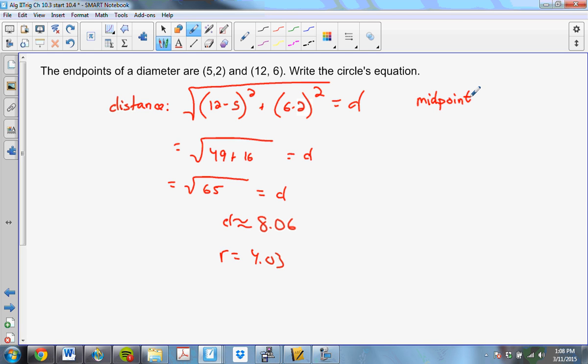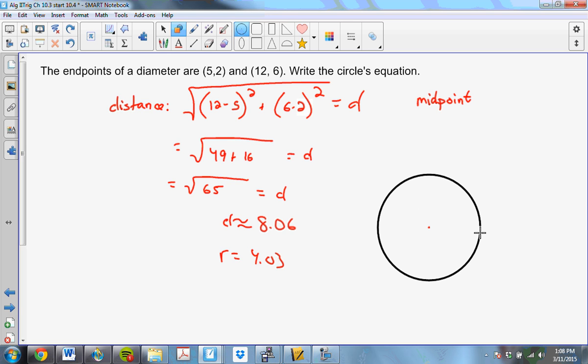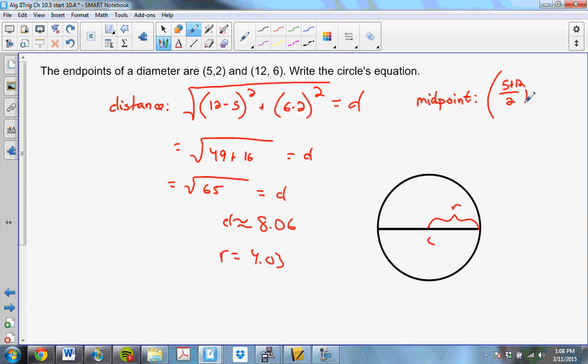Because obviously, I'll draw a nice little picture here. If I have a diameter, I need the radius, which is going to be half the distance of the diameter, but I also have the center, and the center is going to be the midpoint. So the midpoint formula is going to give me (5 plus 12) over 2, comma (2 plus 6) over 2. It's a point with an x and a y coordinate. So 17 over 2 is 8.5, 8 over 2 is 4, that's my center. My center is the point (8.5, 4).